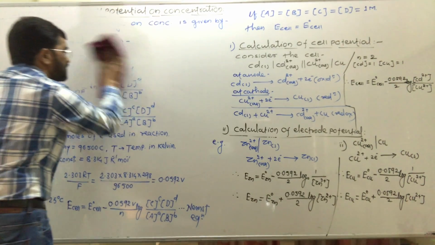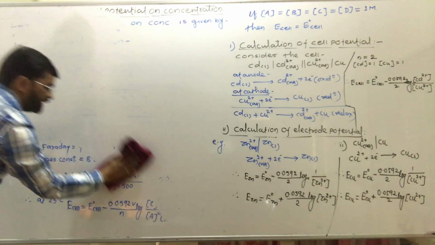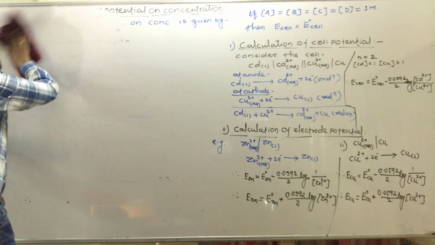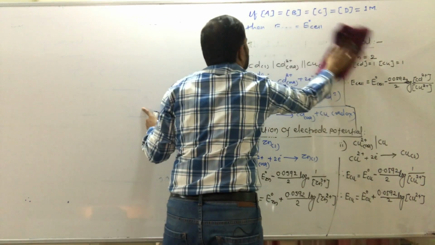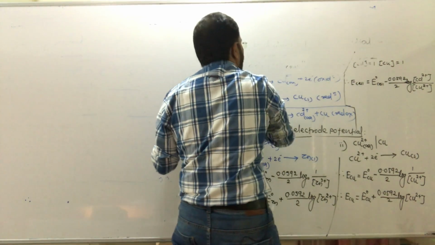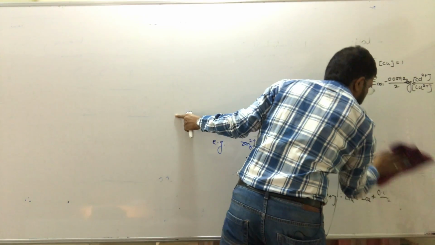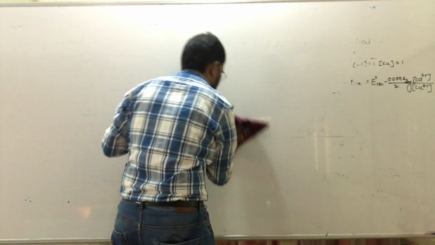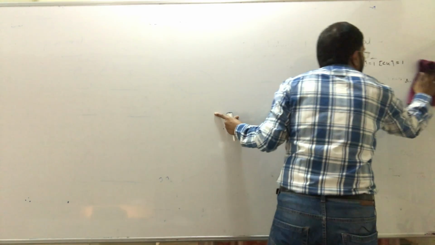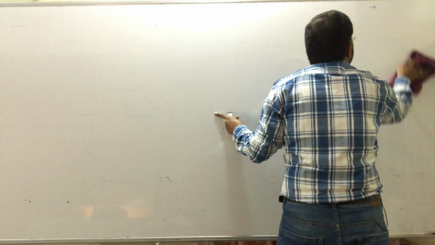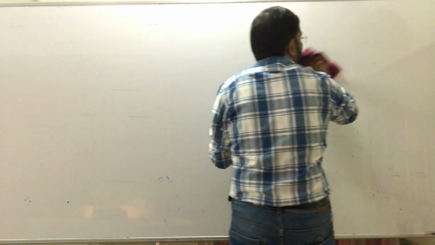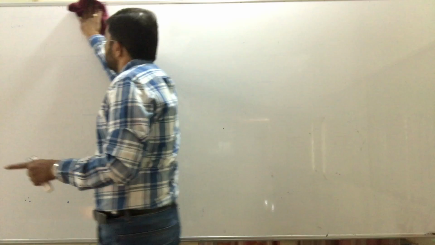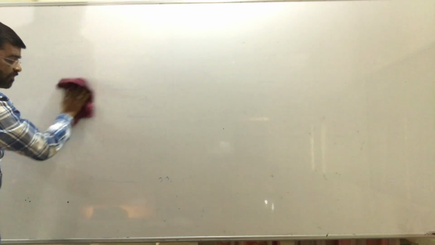Now see, another point here: we have to study the thermodynamics of the galvanic cell. In it there are 2 points to study: Gibbs energy and cell potential, and later how the Gibbs energy, equilibrium constant and cell potential are related. That also we have to study.